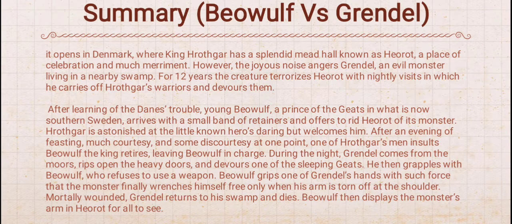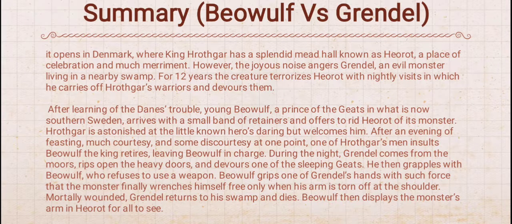Okay, we continue to the summary of the Beowulf poem, plot 1, Beowulf versus Grendel and his mother. It opens in Denmark, where King Hrothgar has a splendid mead hall known as Heorot, a place of celebration and much merriment. However, the joyous noise angers Grendel, an evil monster living in a nearby swamp. For 12 years, the creature terrorizes the hall with nightly visits in which he carries off Hrothgar's warriors and devours them.